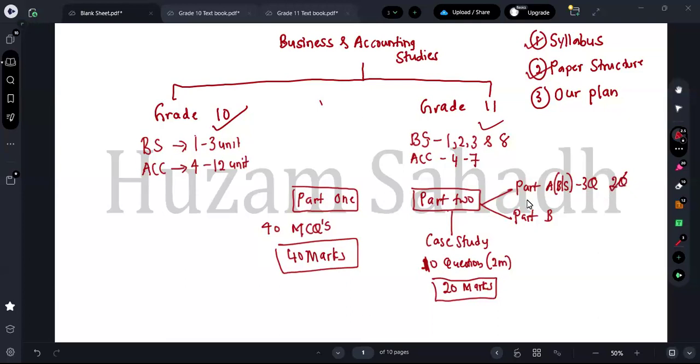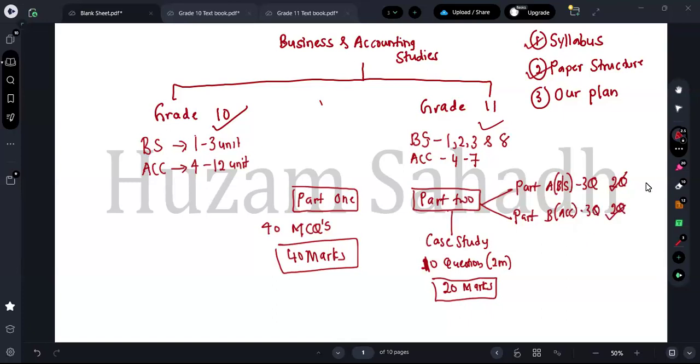Here in part B, they will be testing completely accounting, guys, not business studies, only questions from accounting. So here also you will be having three questions. Out of those three questions, do you all want to do all three? No, you have a choice there. You can leave one question and do only two questions.